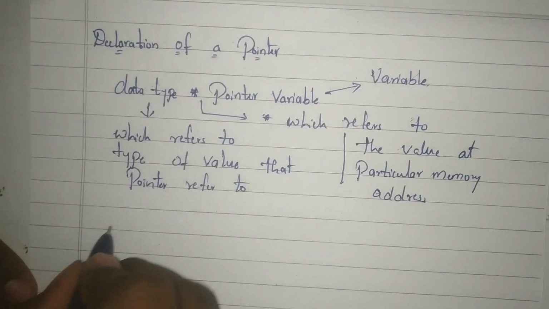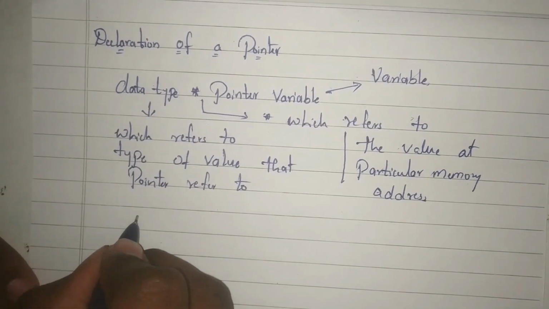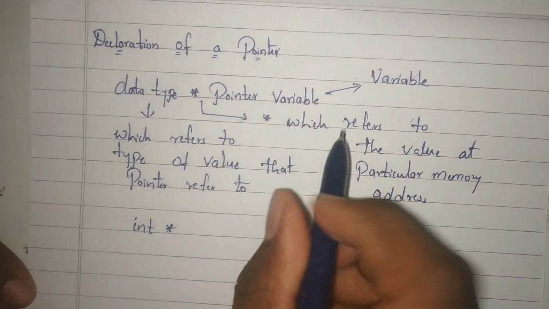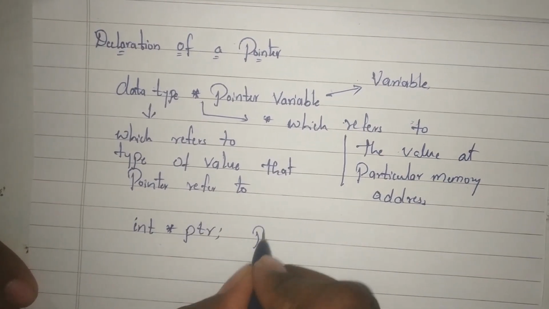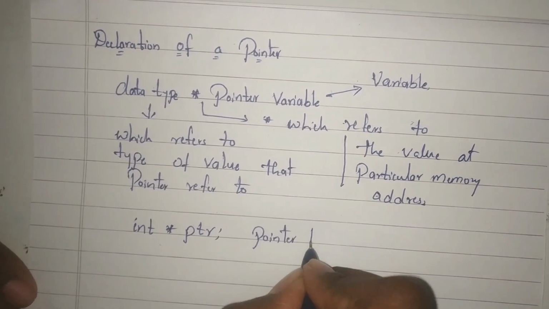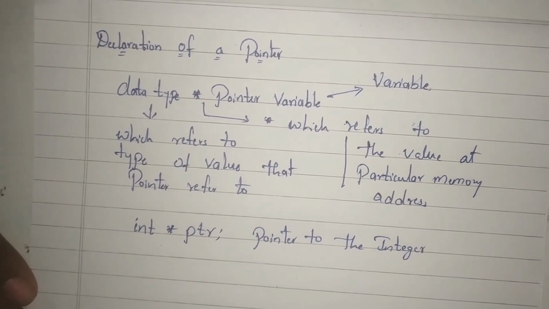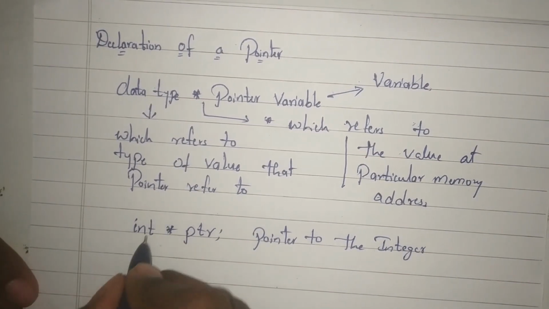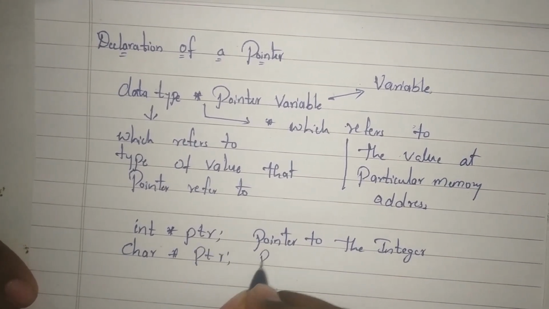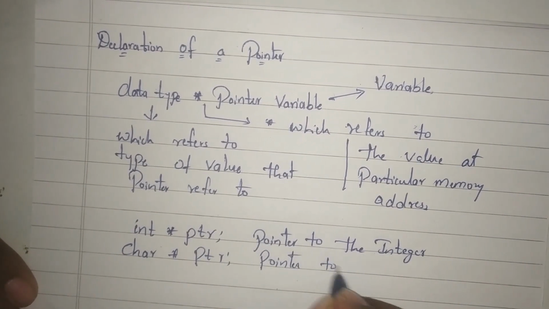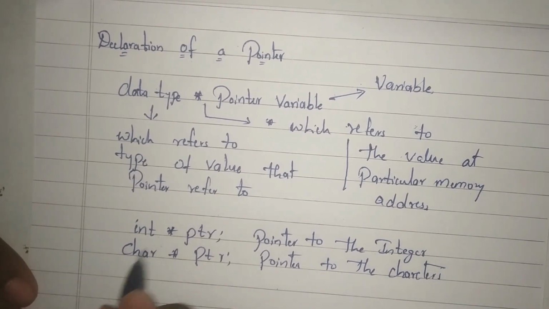Now let me see an example for the syntax of a pointer. That is, let us consider the data type int star, and let us consider the pointer variable as ptr. This is a pointer to an integer. Now we can see another data type, that is character. That is a pointer to a character. And the next one is float.